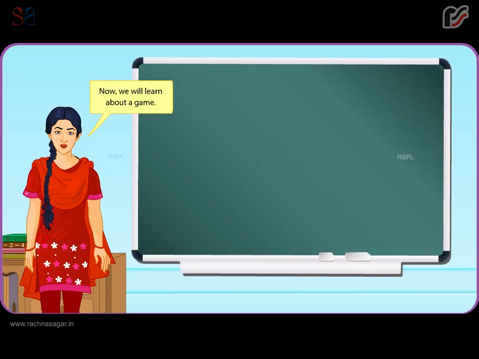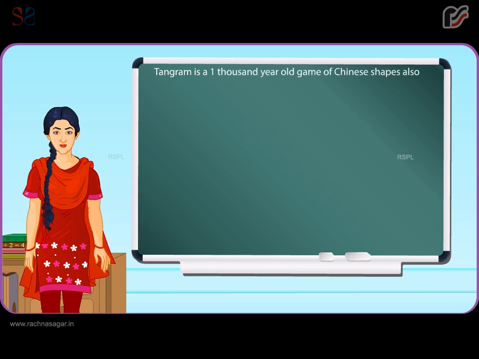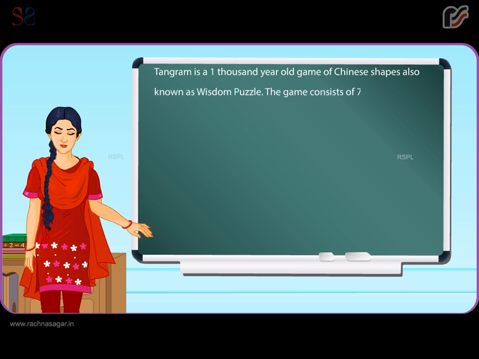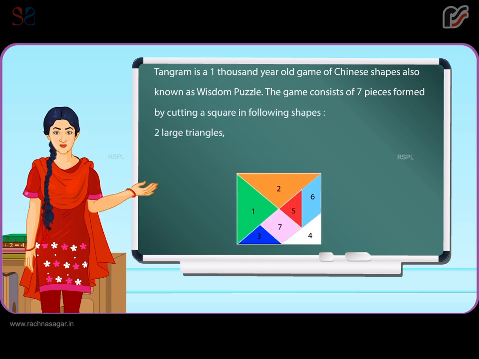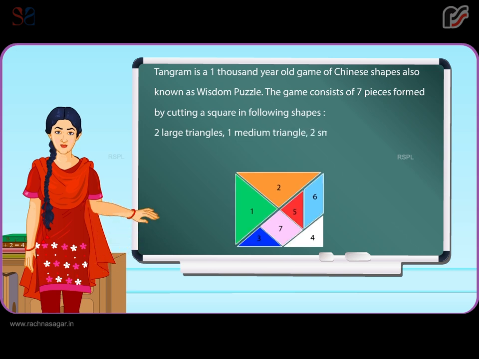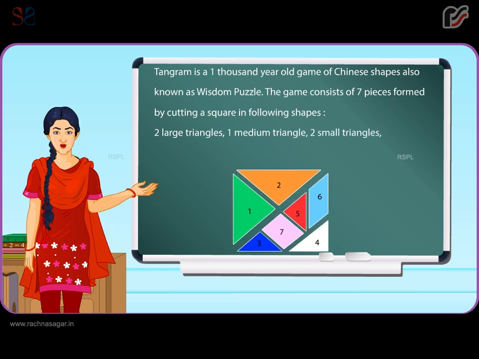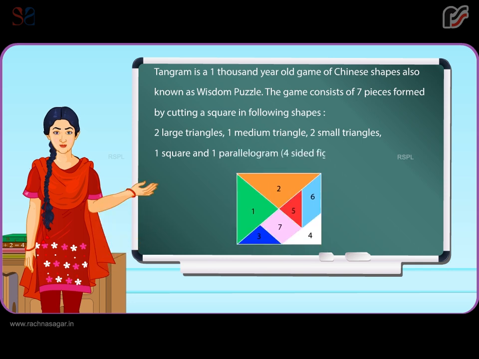Tangram. Now we will learn about a game. Tangram is a 1,000-year-old game of Chinese shapes, also known as wisdom puzzle. The game consists of 7 pieces formed by cutting a square in following shapes: 2 large triangles, 1 medium triangle, 2 small triangles, 1 square, and 1 parallelogram, 4-sided figure.